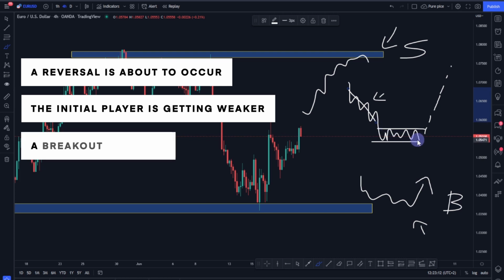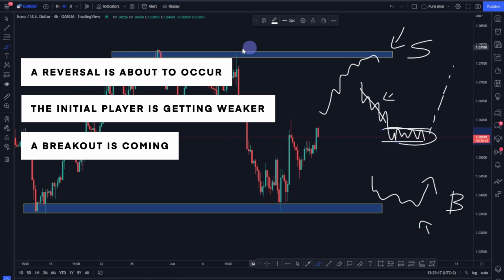And then the next thing that a range indicates is that a breakout is going to happen anytime. Because if you see a market in a range, it doesn't mean that it's going to stay inside this range forever. It means that a breakout is going to occur sooner or later. So it should be something that we are ready for.